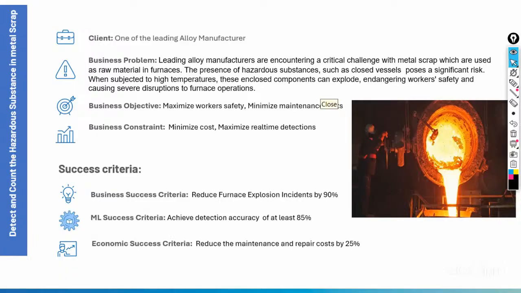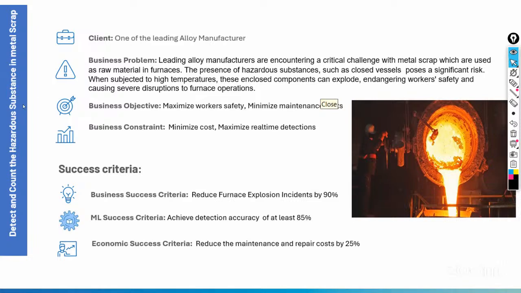Our main business problem here is that alloy manufacturers often use a large quantity of metal scrap as raw material in their furnace. But sometimes this scrap contains hazardous or closed vessels, for example gas cylinders or sealed containers. When these are exposed to high temperature inside the furnace, they explode, posing a serious safety risk which leads to harm to the workers and all.